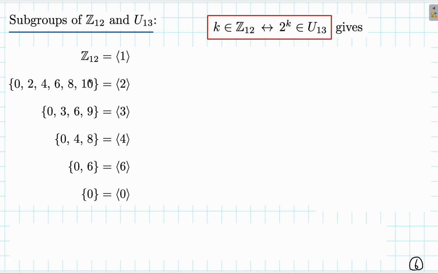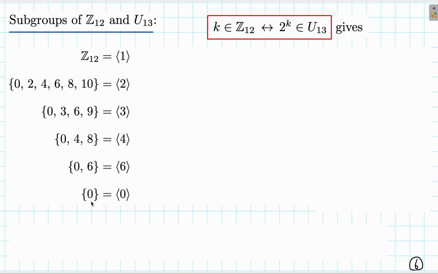So we have all of Z12, that's a subgroup of Z12, generated by the element 1. Here's a subgroup containing all the evens, 0, 2, 4, 6, 8, 10, and that can be generated by 2, by adding 2 to itself many times. We have 0, 3, 6, 9, generated by 3, 0, 4, 8, generated by 4, 0, 6, generated by 6, and the 0-only subgroup generated by 0. So those are the subgroups of Z12.